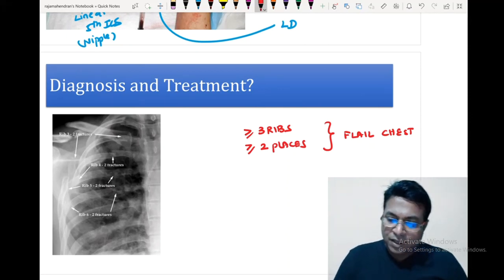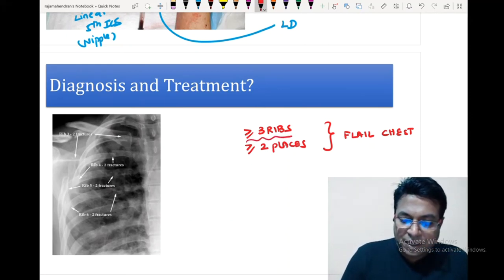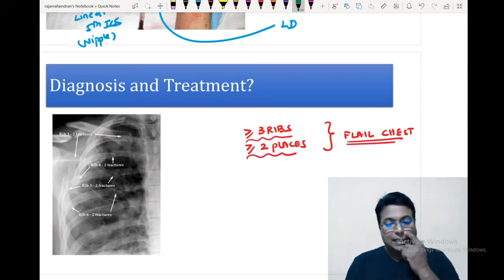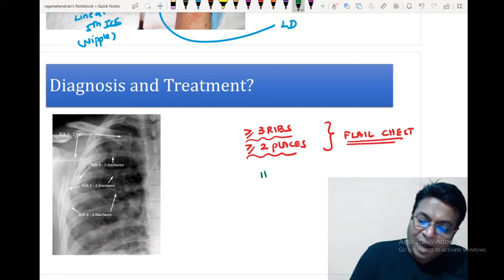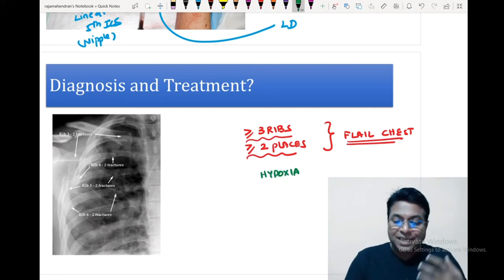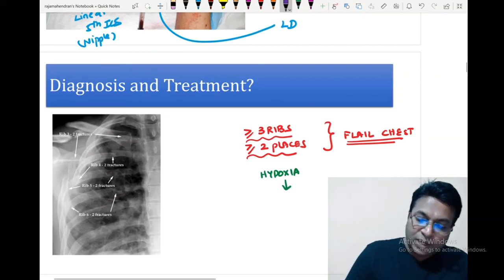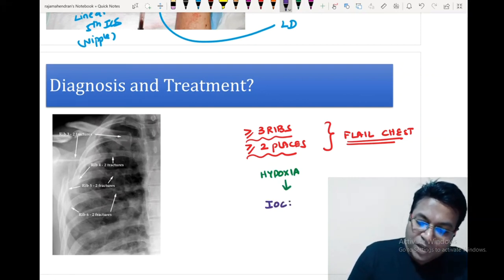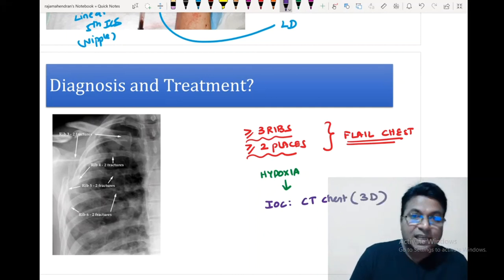Okay. So 3 ribs at 2 places. This is a flail chest. These patients will have hypoxia because of pain. So what should I do? The investigation of choice for this now is CT chest. 3-dimensional CT chest is the investigation of choice.